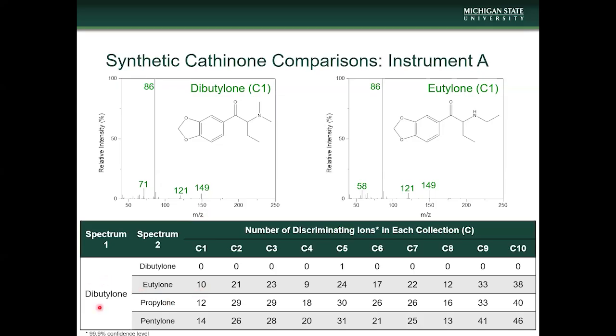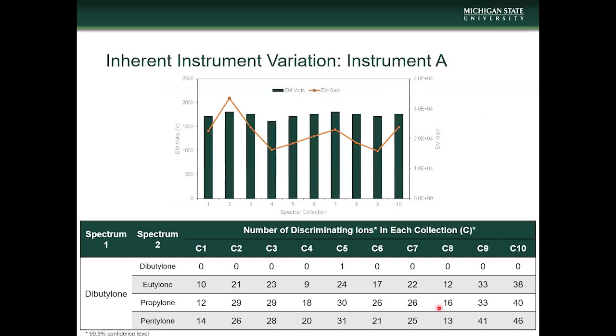In terms of comparison of dibutylone to the other cathinones, we have discrimination in all cases across all collections, but you'll notice that the number of discriminating ions actually varies according to collection. And so to understand this, we started looking at the mass spectral tune conditions. So we're auto-tuning the instrument prior to spectral collection. So we started looking at the auto-tune and some of the auto-tune parameters.